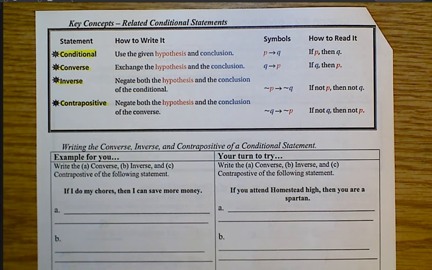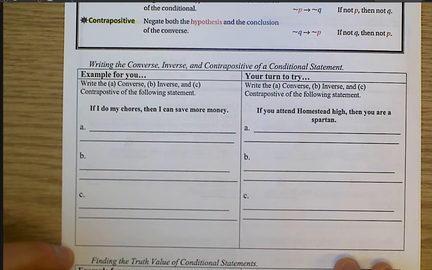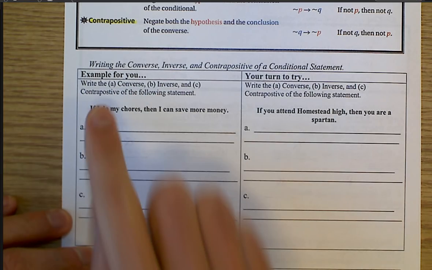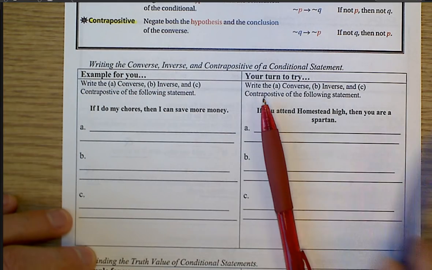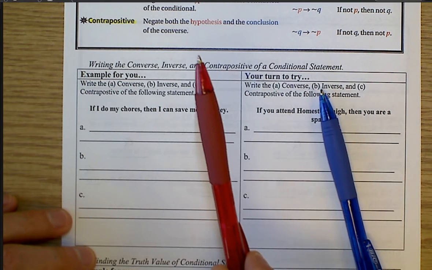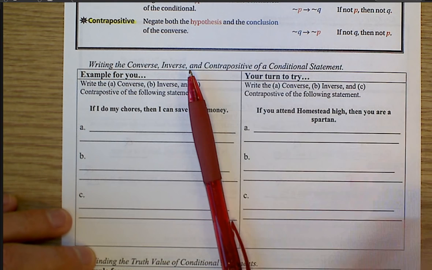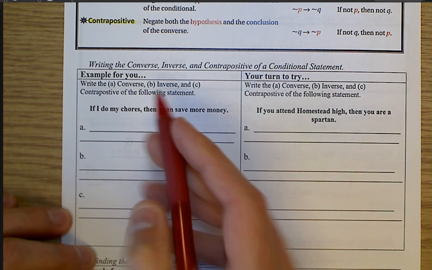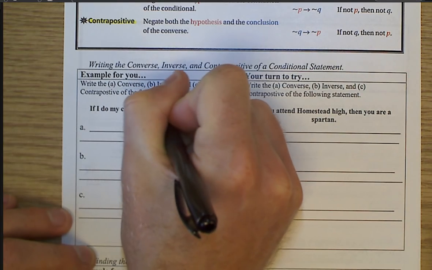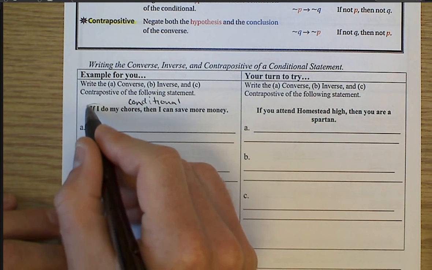So, the directions here for these next examples ask you to write the converse, the inverse, and the contrapositive. I'm going to keep using my red and blue pens for the P and Q. Right now my P, or hypothesis, is in red, and my conclusion is in blue. So here we go. Here's your conditional statement. This is your conditional. That's what we start with.